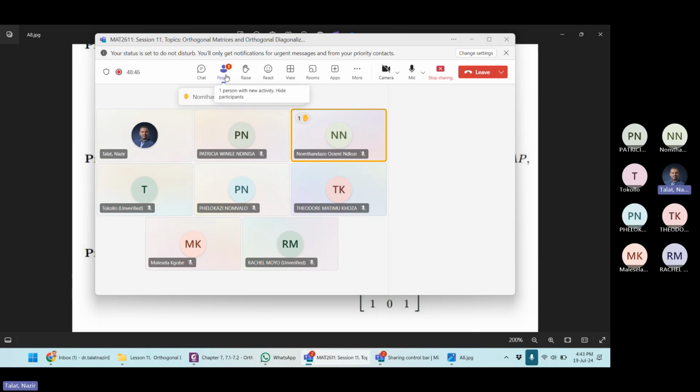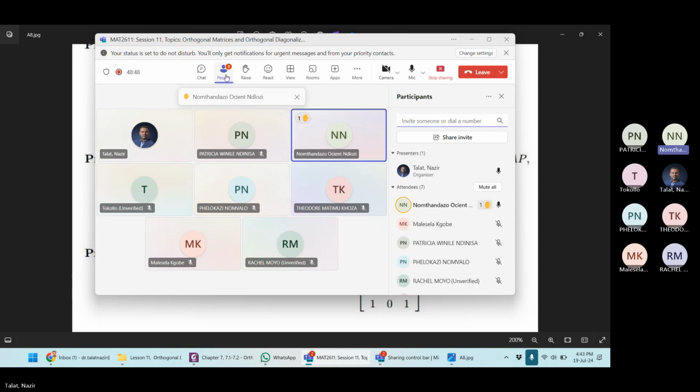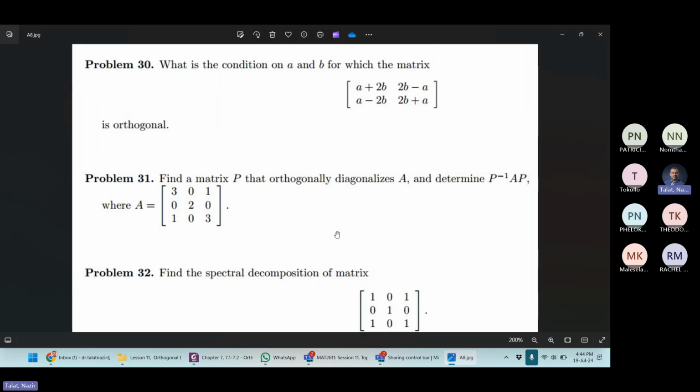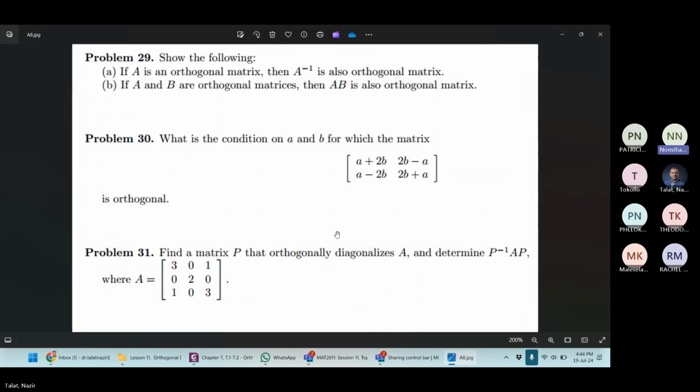Yes, please. So, sir, for problem 29, do we create matrices ourselves and use them, or what? Problem number 29. Yeah. Do we create our own matrices?